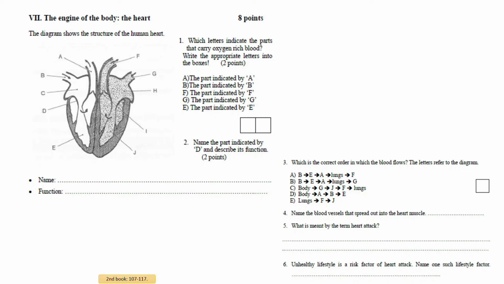Continuing with the next exercise, the engine of the body, the heart. The diagram shows the structure of the human heart. Which letters indicate the parts that carry oxygen-rich blood? Write the appropriate letters into the boxes.